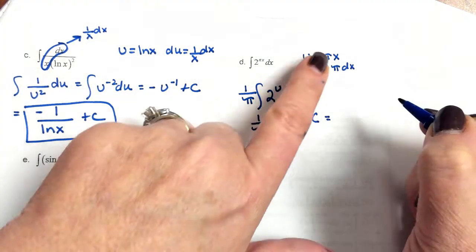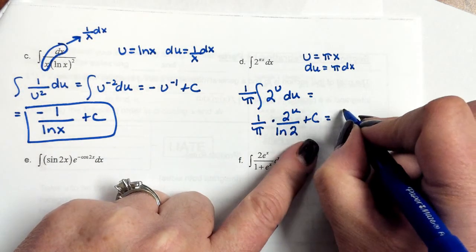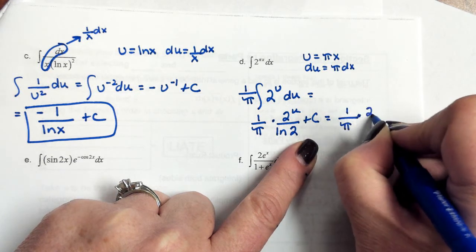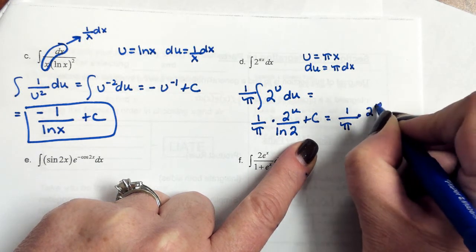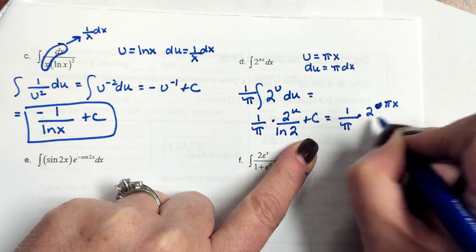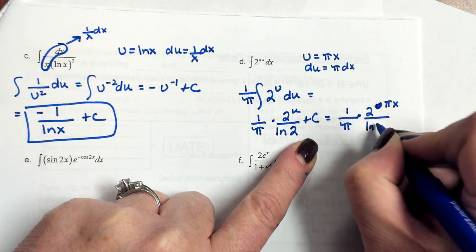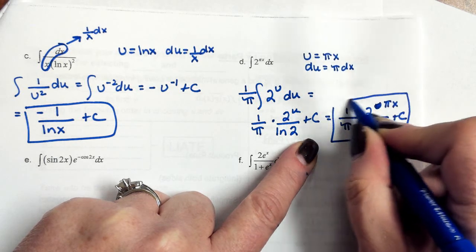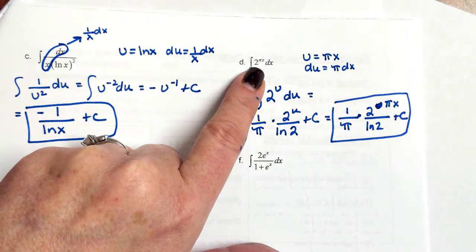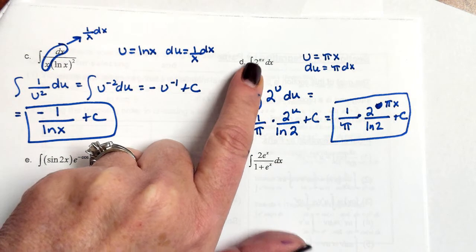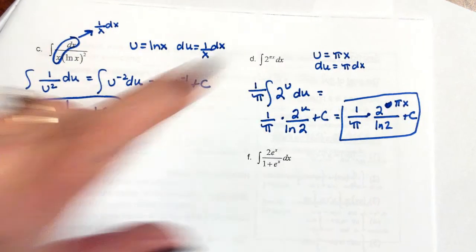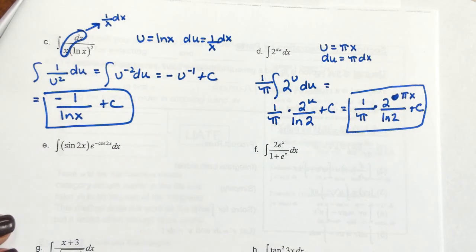So now I can bring my pi x back in for u, so my final answer will be 1 over pi times 2 to the pi x, all over the natural log of 2, plus your constant. So that's how you integrate an exponent. When you have an exponential function and you see that constant in front of the x, you need to use sub for that exponent.